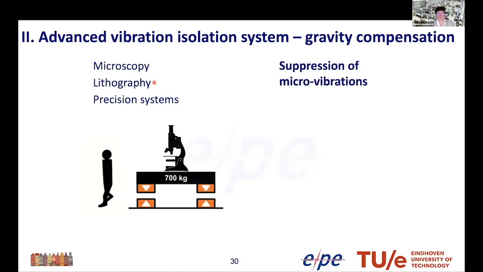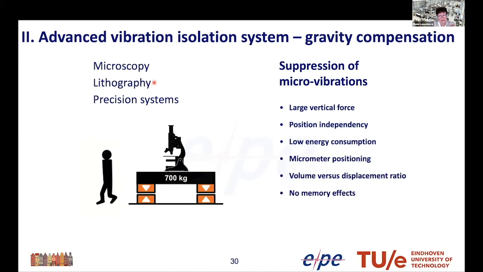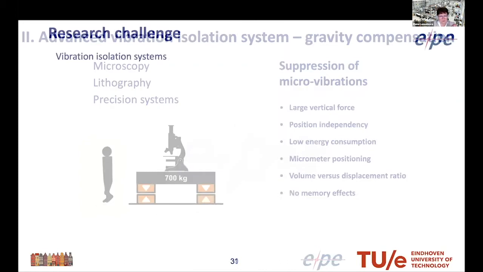Occasionally, it is possible to do this just by passive weight, including imposing permanent magnets only, which can passively, without applying any additional energy, compensate the micro vibrations. It should be done for large vertical force, position independency, low energy consumption, micrometer position accuracy, and no memory effects.